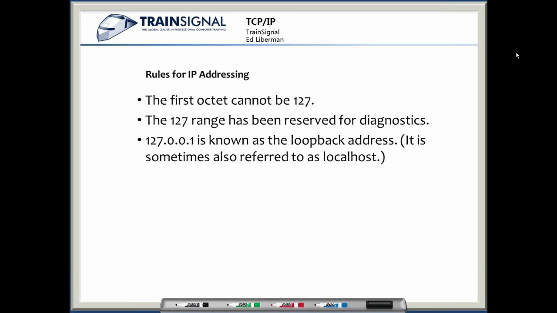127.0.0.1 is known as the loopback address, or sometimes it's also called localhost, meaning yourself. If a network card is pointing to 127.0.0.1, it's pointing back to itself. It's looping back to itself. And it's kind of a shame that this entire range has been reserved, because that's almost 17 million IP addresses that can't be used, and the reality is only a small handful of them are actually used for diagnostics.